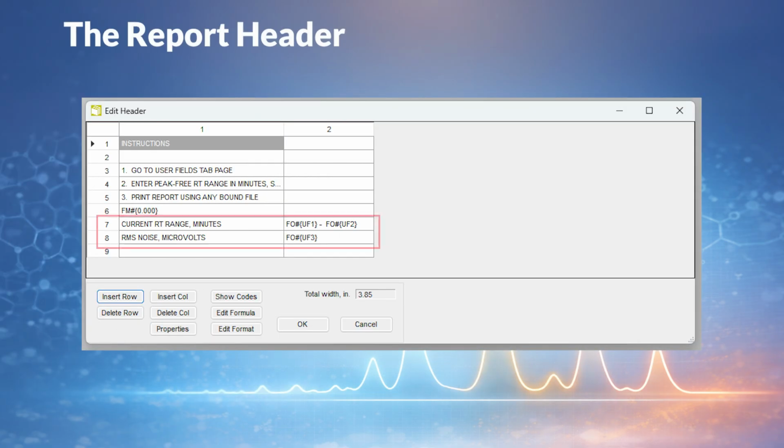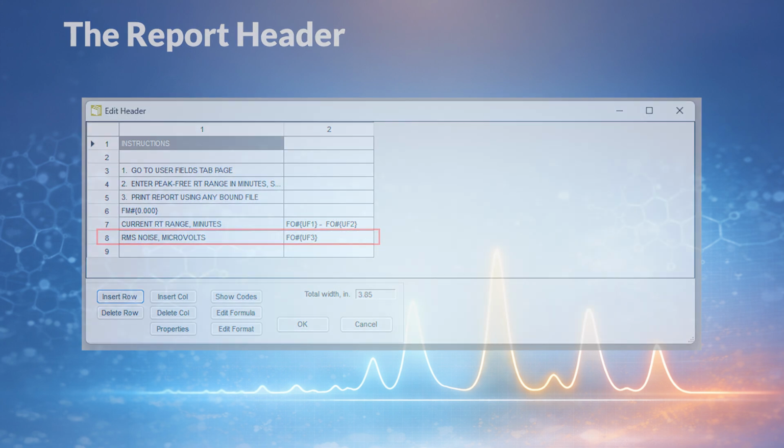The report header is used to display both the selected noise interval and the calculated RMS noise value. Including this information directly in the report makes the signal-to-noise calculation transparent and auditable. Anyone reviewing the report can immediately see where noise was measured and what value was used.